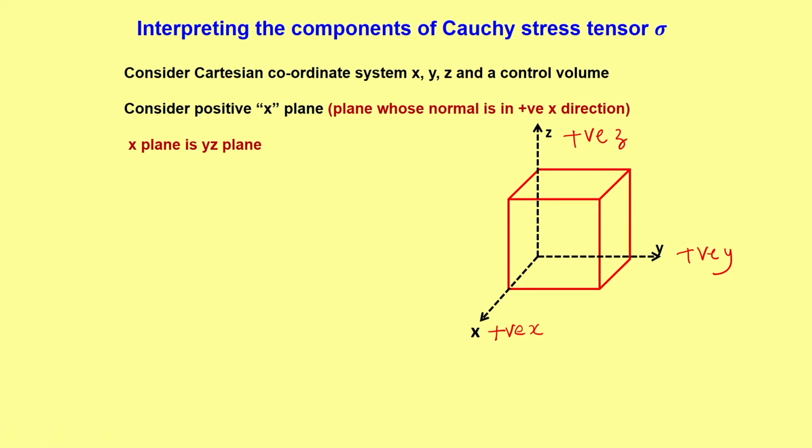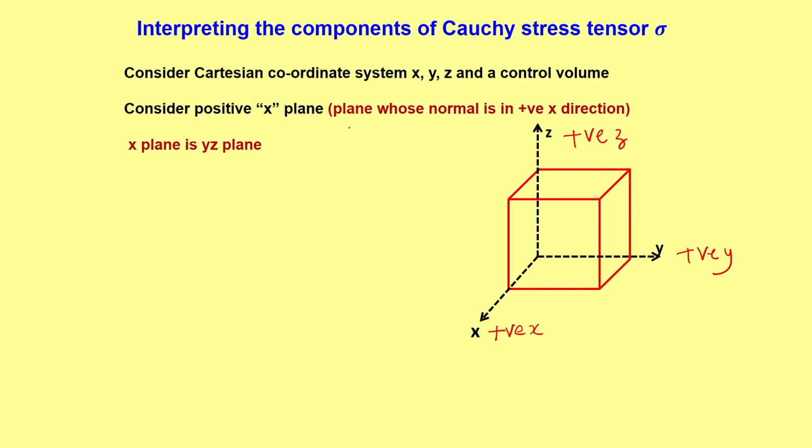So, you consider positive x plane. Now, x is an axis. What is meant by x plane? It means the plane on which x direction is the normal to that plane. So, that is what it is written here, the plane whose normal is in positive x direction. So, it is called positive x plane. So, what will be negative x plane? The negative x plane will be here, because the outward normal to this plane is in the negative x direction. So, this is negative x plane.